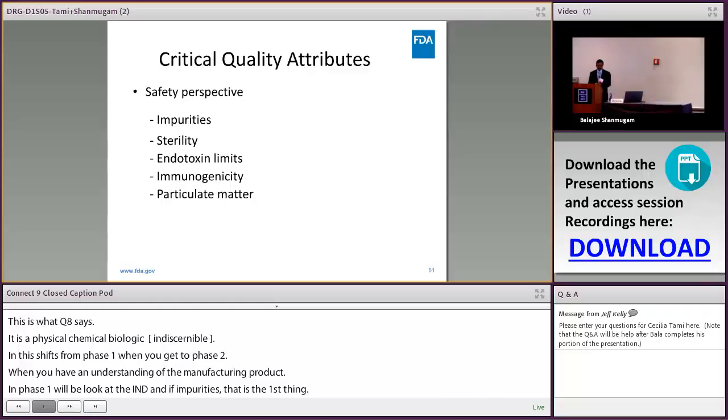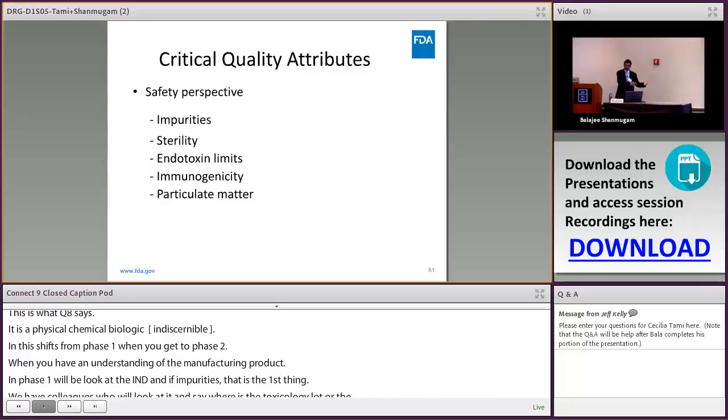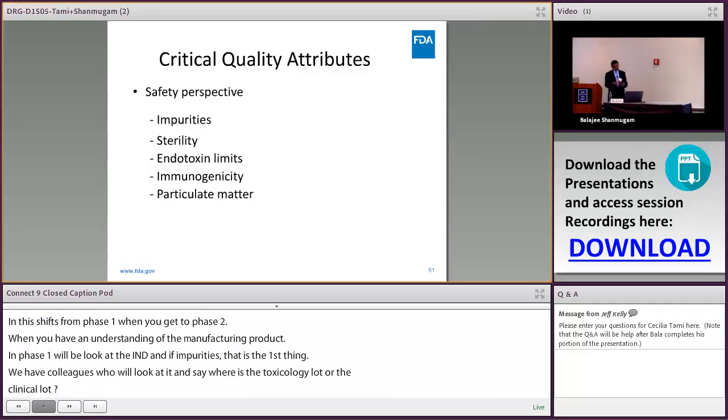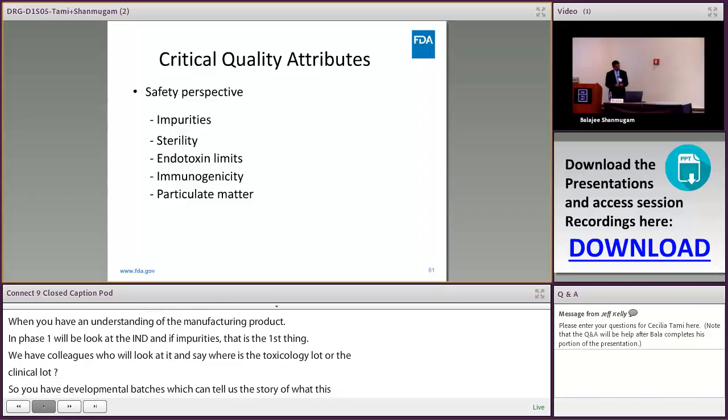So you have developmental batches, which can tell us the story about where this is all heading, from a tox lot to a clinical lot. So that degree of confidence is very important. So impurities is one, and in the case of a sterile product, sterility.